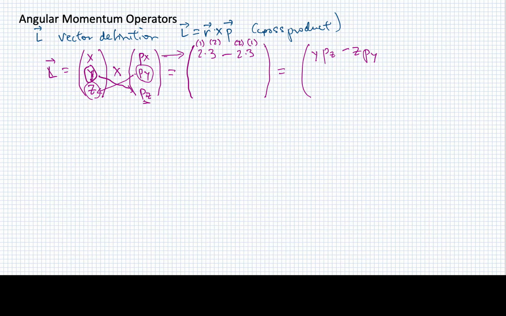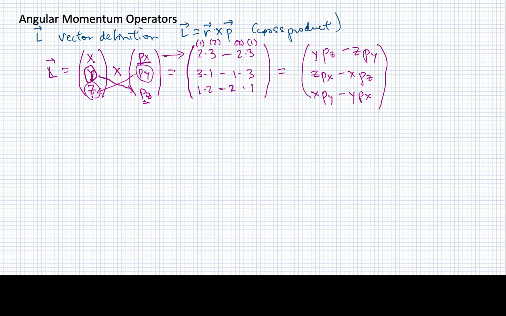Okay. Now for the middle one, I would take 3 times 1 minus 1 times 3 for those. So I would take z times px minus x times pz. And finally, for the third one, I would take 1 times 2 minus 2 times 1. So I would have x py minus y px.